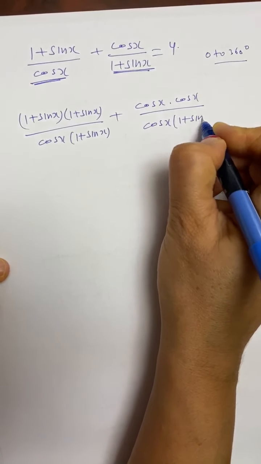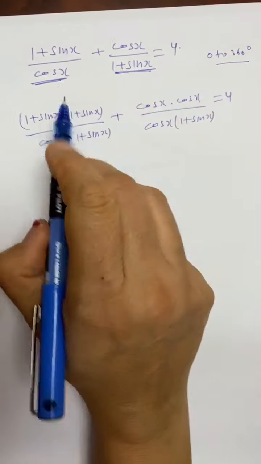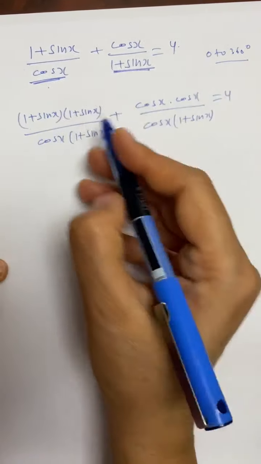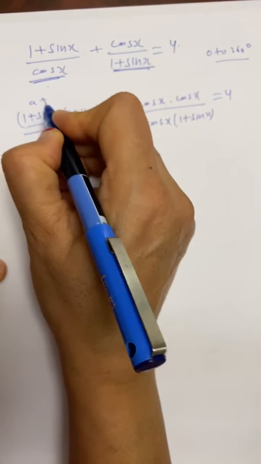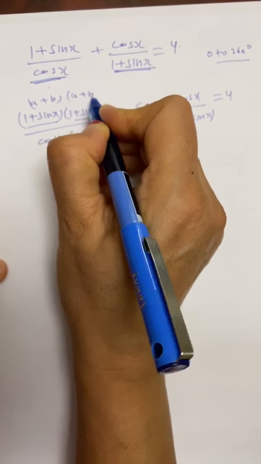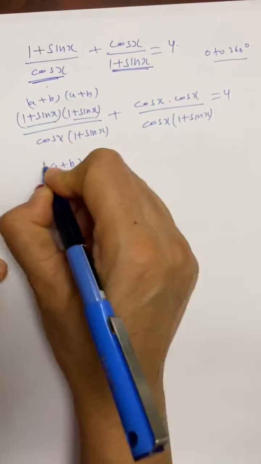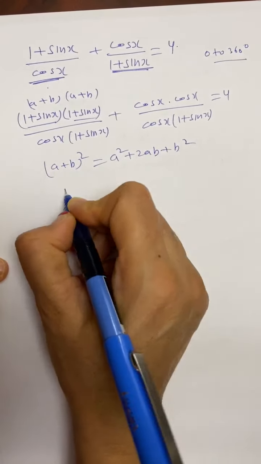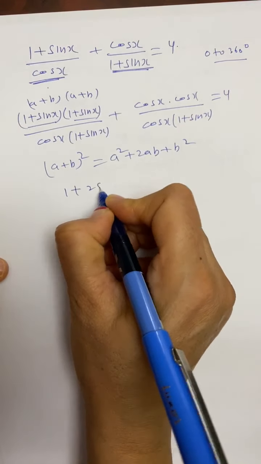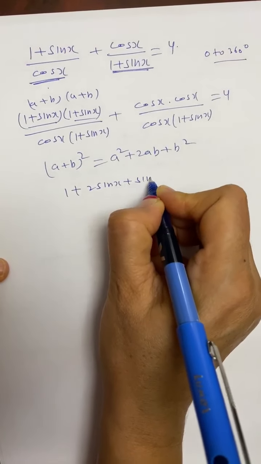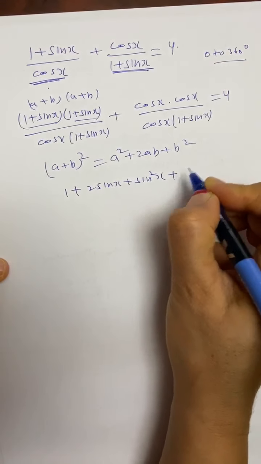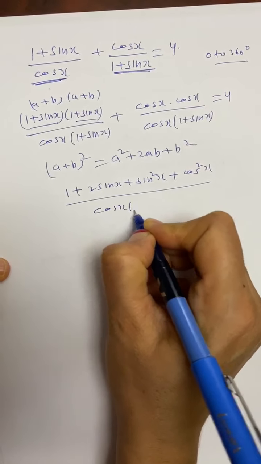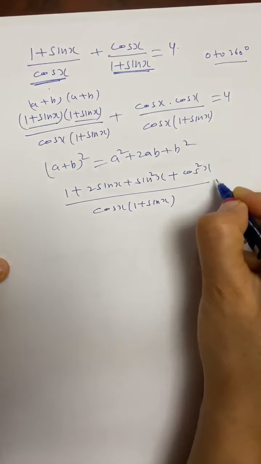And as you can see that even though the brackets were not given in the question, whenever you have more than one term, I highly recommend to use bracket. Now you know a plus b whole square, and a plus b whole square is a square plus 2ab plus b square. So that is going to be 1 plus 2 sine x plus sine square x, and then plus cos square x, and divide by cos x into 1 plus sine x. This is equal to 4.